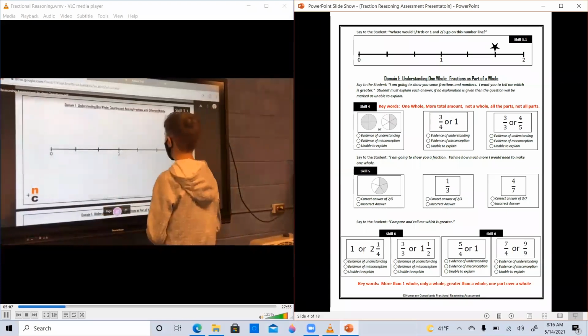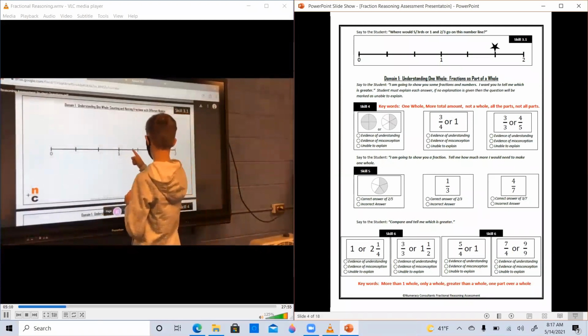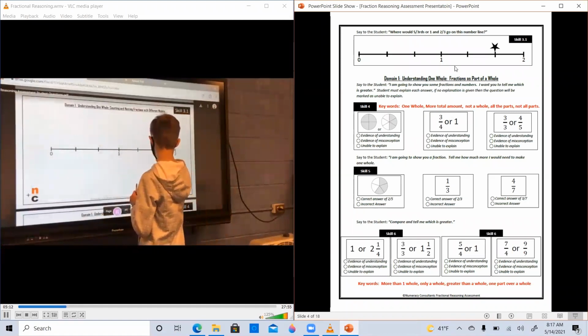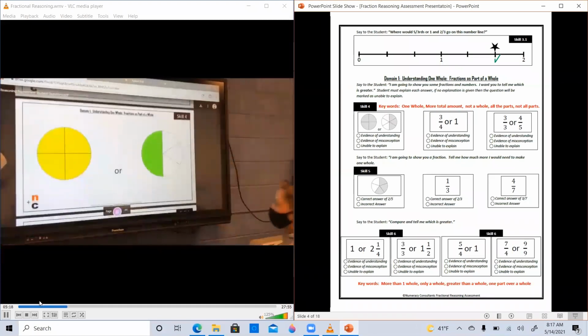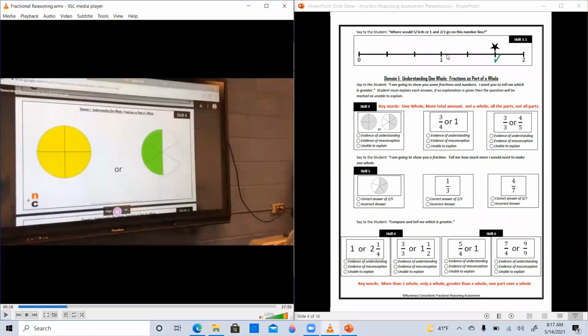5/3 or 1 2/3. Mm-hmm. 1 2/3. Good job. Okay, the next skill now, this is still domain 1, but it's called understanding one whole, fractions as part of a whole. So skills 4, 5, and 6 all have to do with going very deep and making sure they understand what the concept of a fraction is and understanding within the context of one whole. So skill 4 has to do with, do they understand that a whole that is in fraction form is still more than a regular fraction?